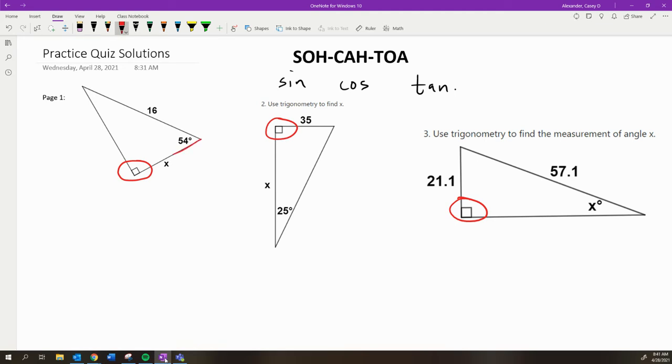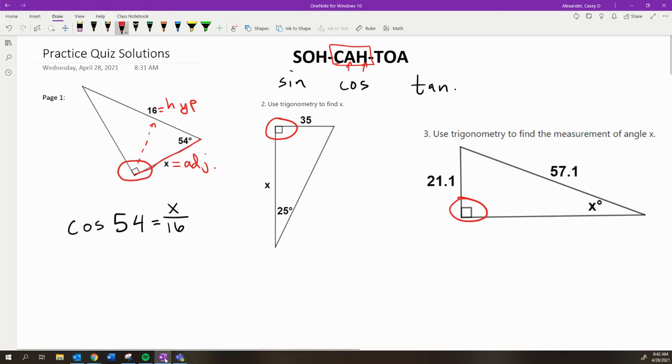With relation to the 54-degree angle, the unknown side is adjacent to that angle. It's next to it. And then this side here is actually the hypotenuse of the triangle because it's across from the right angle. So in this case, we're going to use cosine because cosine uses adjacent over hypotenuse. And so when we write the equation, we would say the cosine, and it's always an angle that gets plugged in. So the cosine of 54 degrees is equal to adjacent over hypotenuse, so x over 16.